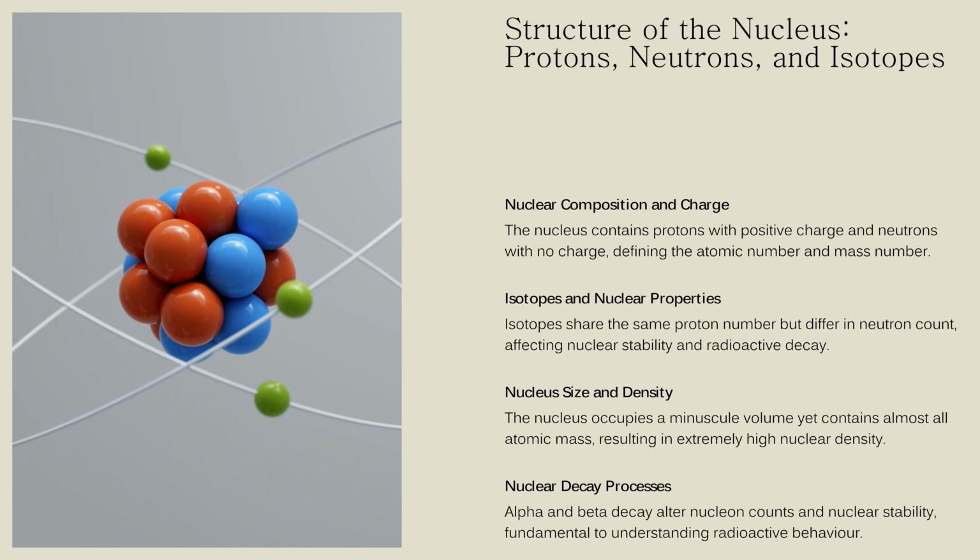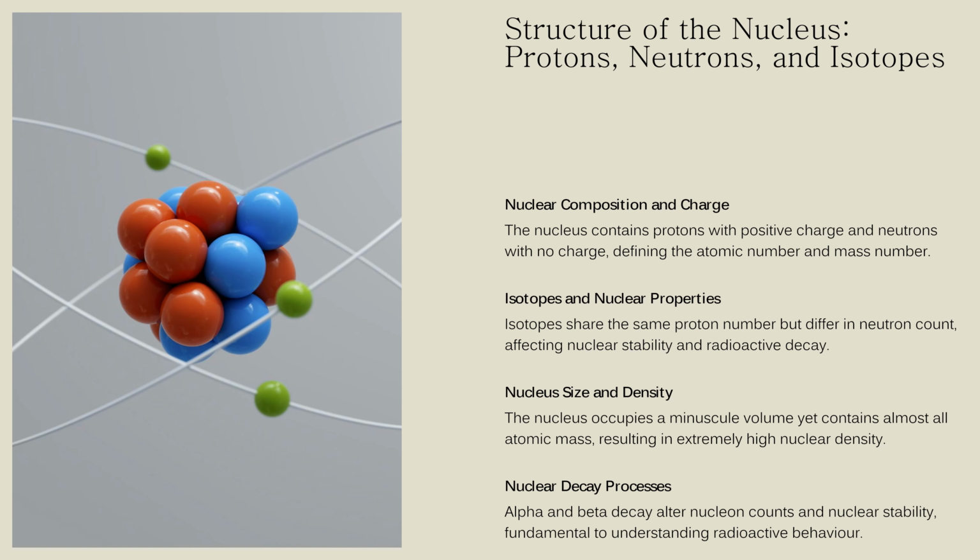Isotopes are atoms of the same element that have the same atomic number but different numbers of neutrons. As a result, isotopes have the same chemical properties but different nuclear properties, such as stability and likelihood of radioactive decay. The nucleus occupies only a tiny fraction of an atom's volume but contains almost all of its mass.